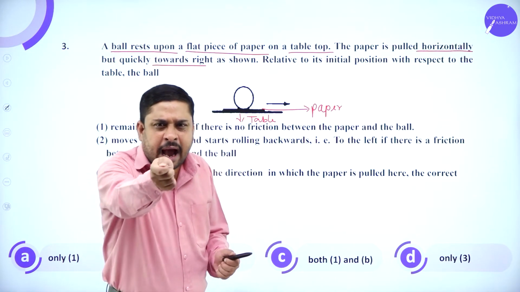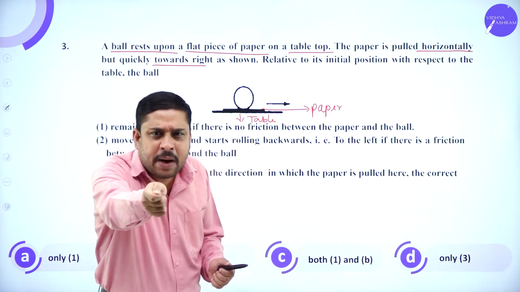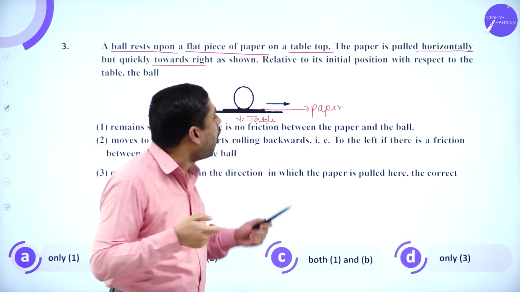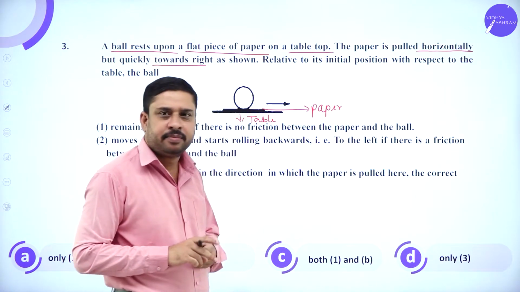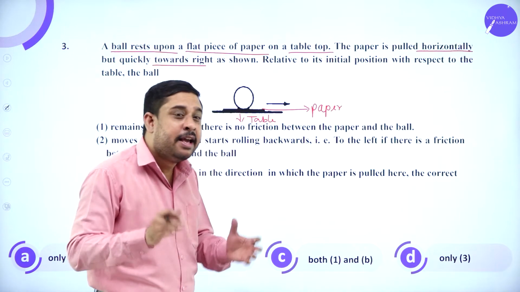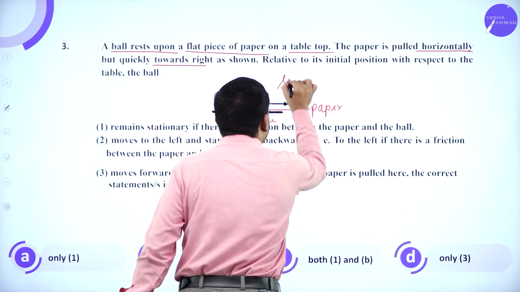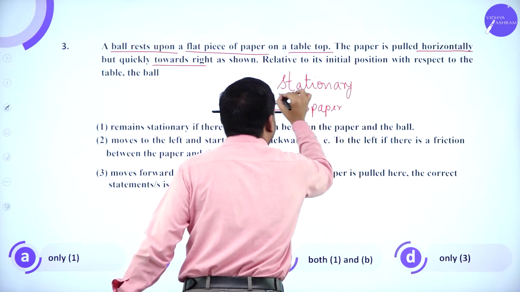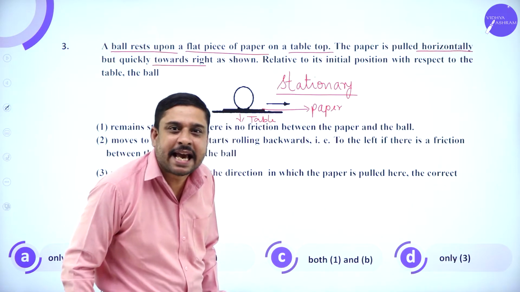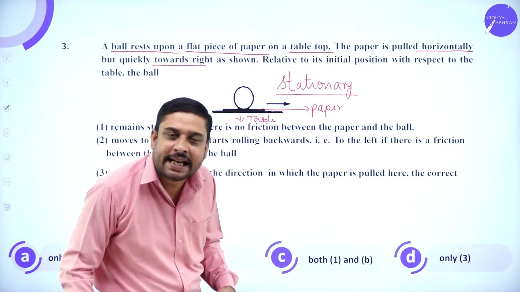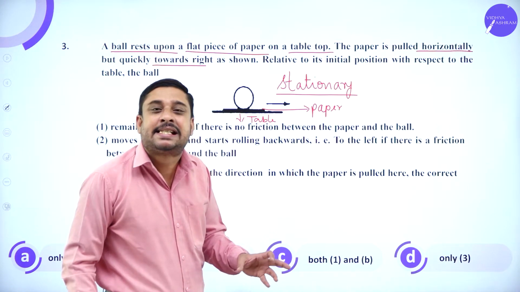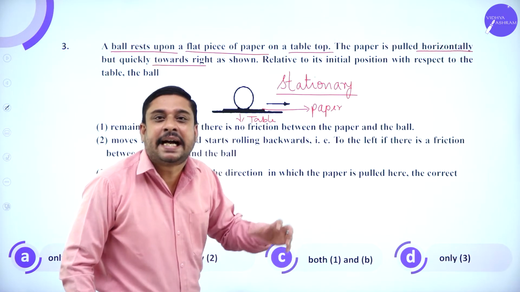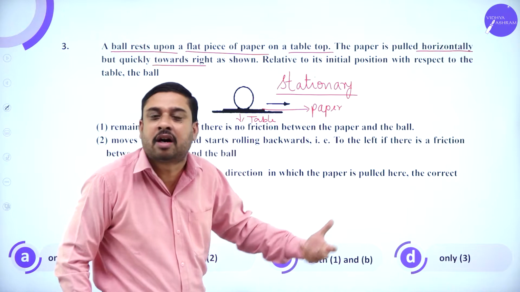Now, I will just apply a horizontal force and pull the paper towards the right. I say, even if this happens, the ball is stationary. Why is it stationary? For the simple reason, it is in a state of rest. Inertia of rest. Sudden acceptance to change is not there.